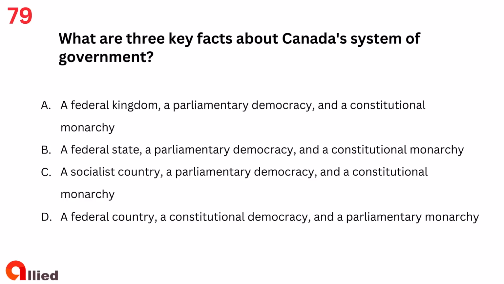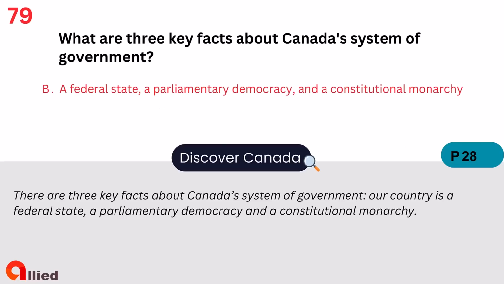Question 79. What are 3 key facts about Canada's system of government? A. A federal kingdom, a parliamentary democracy, and a constitutional monarchy. B. A federal state, a parliamentary democracy, and a constitutional monarchy. C. A socialist country, a parliamentary democracy, and a constitutional monarchy. D. A federal country, a constitutional democracy, and a parliamentary monarchy. The answer is B. A federal state, a parliamentary democracy, and a constitutional monarchy.